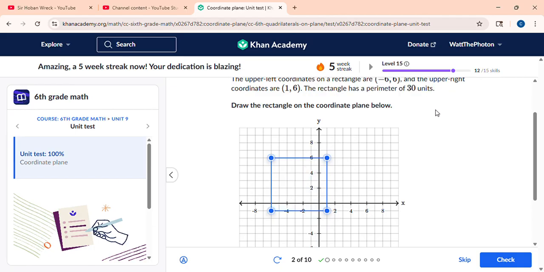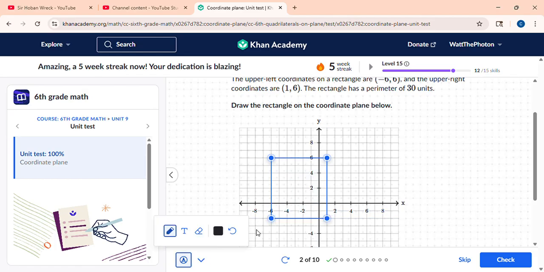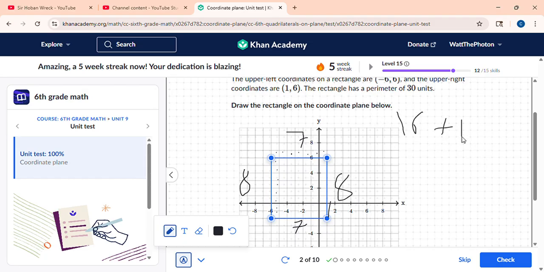Oh, perimeter. That makes more sense. So the top is 7, and so the side lengths have to be 16. That's 8. So this is 6, 1, one more. 1, 2, 3, 4, 5, 6, 7. 1, 2, 3, 4, 5, 6, 7, 8. 6 plus 2, 8. So it's 16 plus 14 is equal to 30.